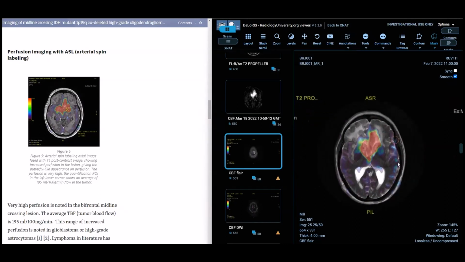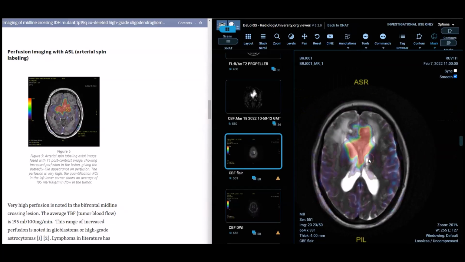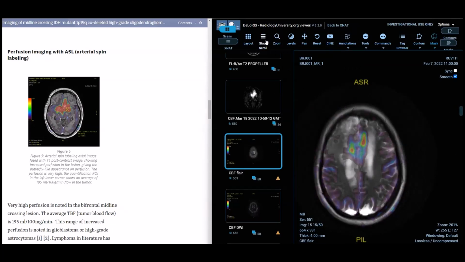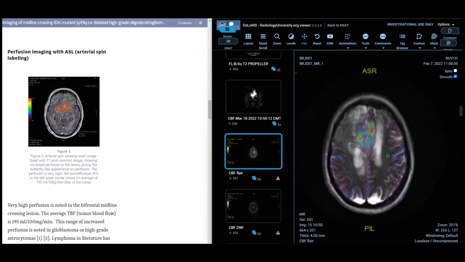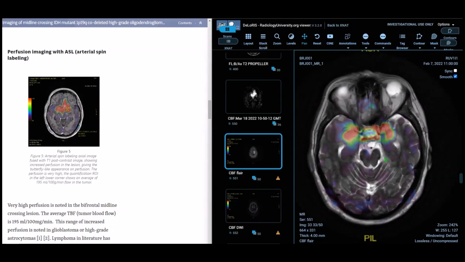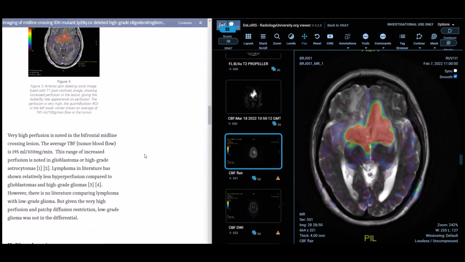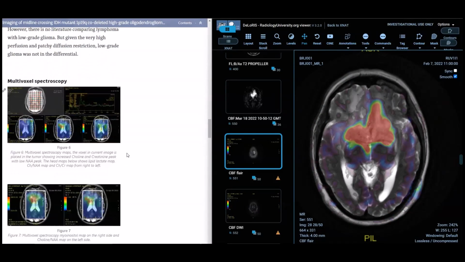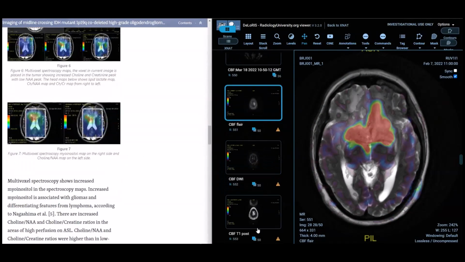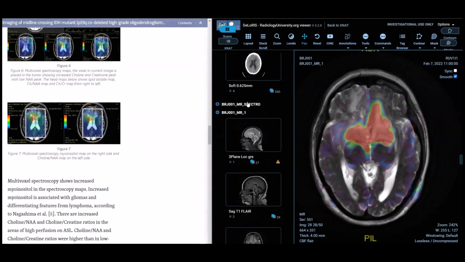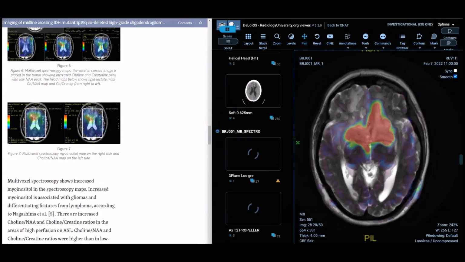This range of increased perfusion is noted in glioblastoma or high-grade astrocytomas. Lymphoma in literature has shown relatively less hyperperfusion compared to glioblastomas and high-grade gliomas. However, there is no literature comparing lymphoma with low-grade glioma. But given the very high perfusion and patchy diffusion restriction, low-grade glioma was not in the differential.